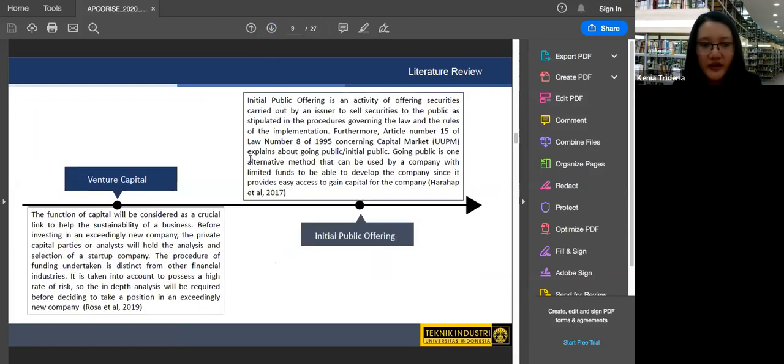Okay, the venture capital is in a company is an essential thing to help the sustainability of a business. Usually before investing to an exceedingly new company or startup, the private capital parties or analysts will do an in-depth analysis before making a certain decision because the company will face a high rate of risk. So they will have to make a careful decision before investing. Meanwhile, there is another option of funding, which is by doing the initial public offerings because going public will give opportunity for the company to gain capital from the stock exchange market.